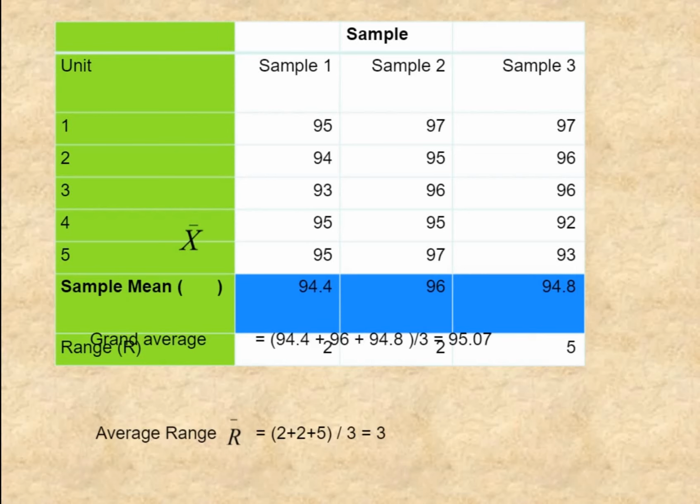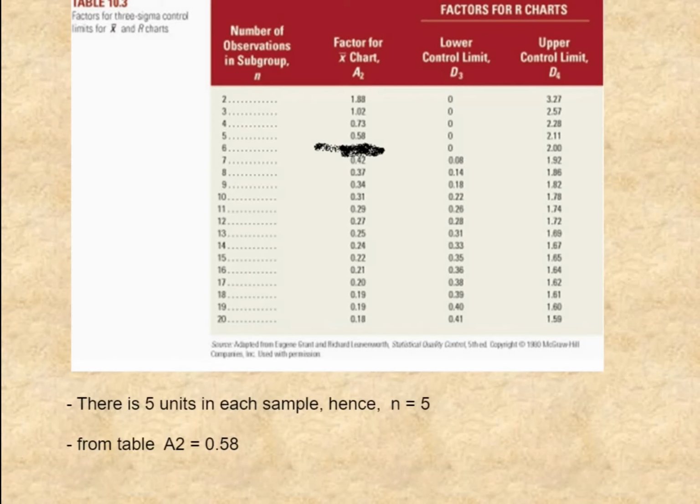The other one is average range. So we have X bar, the value of X bar, and the value of R bar. We also need a number we call A2 from our formula. In table 10.3 in the textbook, we can find the A2 value for 3 sigma.